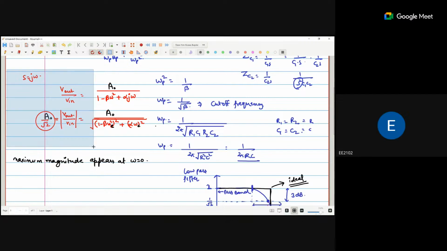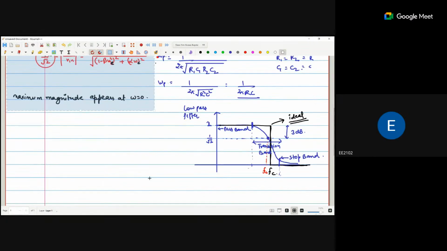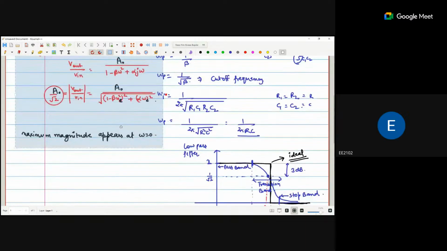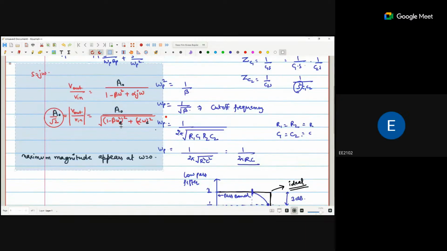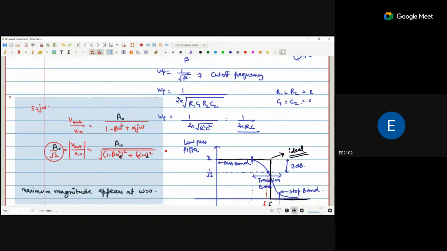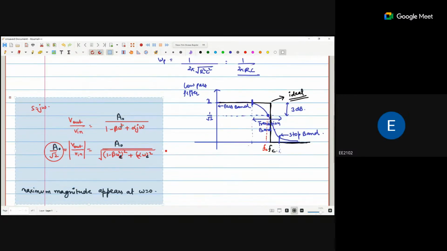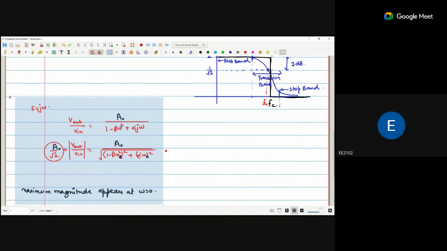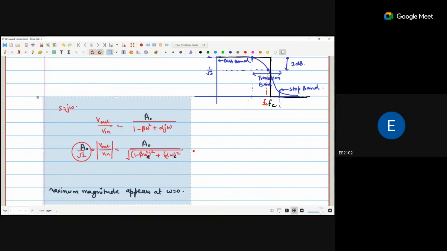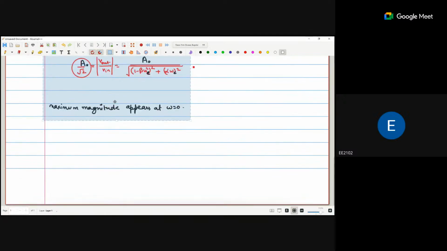So in this way we can calculate the cutoff frequency. Now the second question is, how do we identify whether this particular one is a low pass filter, high pass filter, or band pass filter? The best way is that you can put in values.